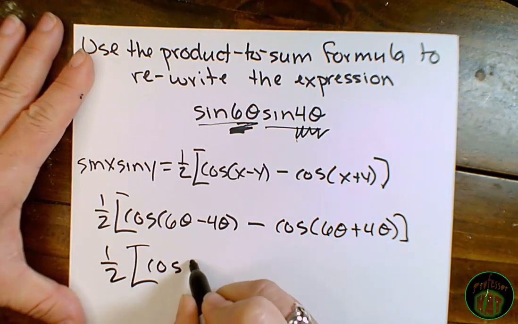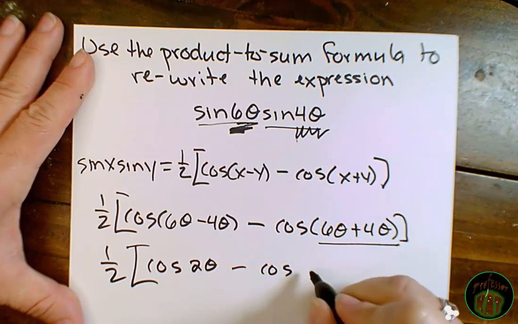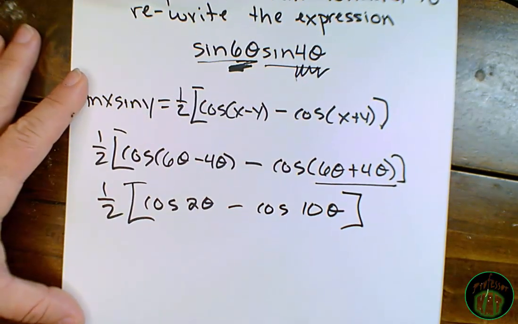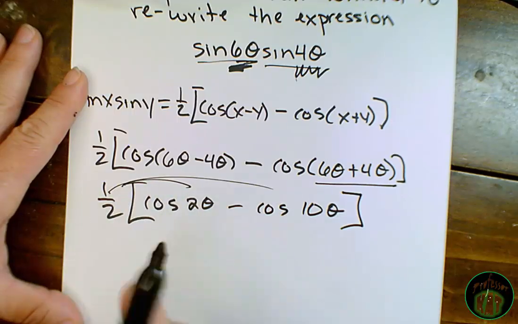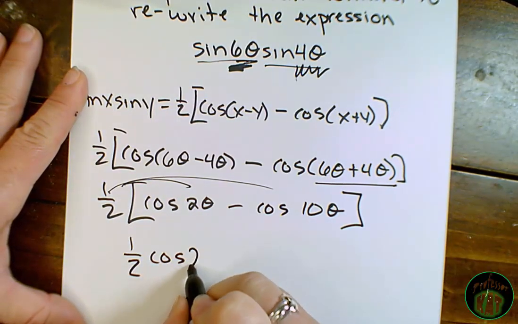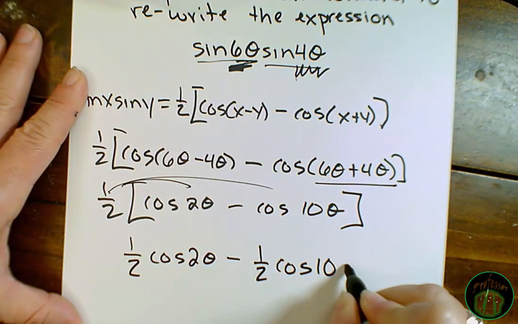That's going to give us a cosine of 2 theta minus a cosine, so adding here gives us a 10 theta. Otherwise, the only thing left to do here is go ahead and distribute that 1/2 that's there in front, making this a 1/2 cosine 2 theta minus a 1/2 cosine 10 theta.